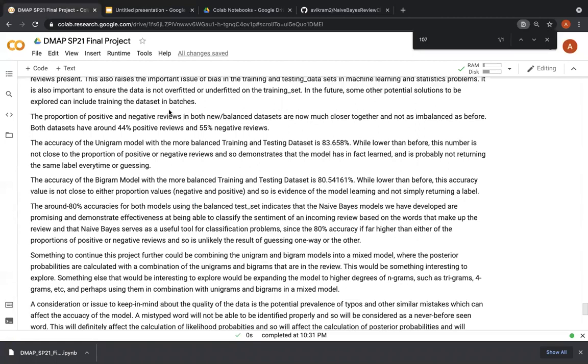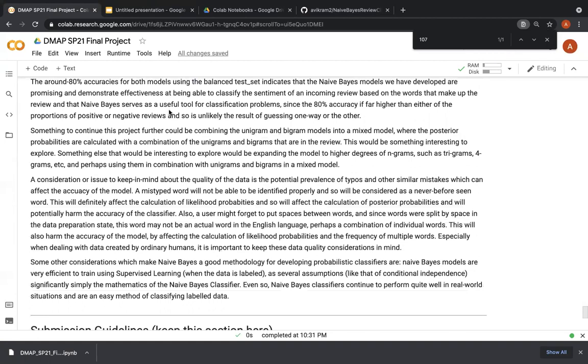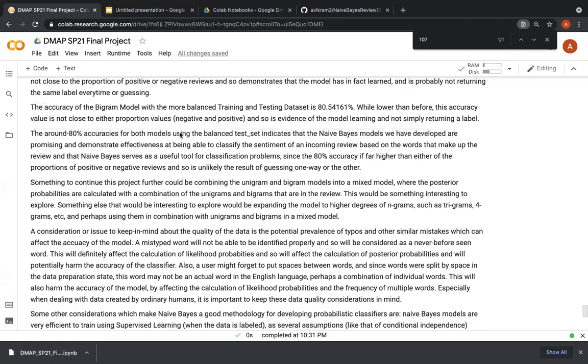So one future consideration is that we can combine our unigram and bigram models into what's known as a mixed model. The posterior probabilities in the mixed model are simply essentially a sum of the posterior probabilities for the unigram and bigram models, right? And they may be weighted by some factor, but they're essentially a combination of these posterior probabilities. We should explore a mixture model so we're getting the benefits of a unigram analysis and a bigram analysis. This would be something interesting to explore in the future.